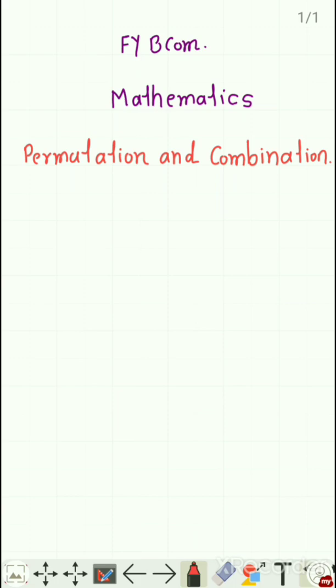In this lecture, we learn about permutations and combinations. There are two parts of this unit. We are starting a new unit in this lecture. The first part is about permutation and the second part is about combination. So in the first part we see about the permutation.